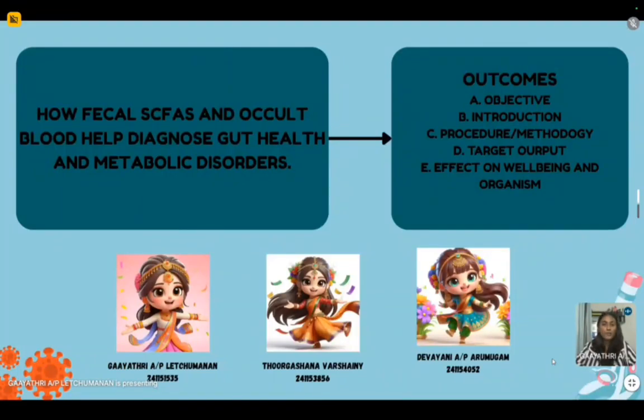Today our group 19 is going to present about how fecal short-chain fatty acids and occult blood help diagnose gut health and metabolic disorders. There are five outcomes: objective, introduction, procedure or methodology, target output, and effect on well-being and organism. Our group members consist of three people: me, Gayatri Lichumanan, Durkashana Vashani, and also Devyani Anaprapuan Armugam.